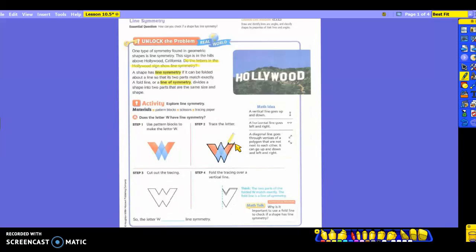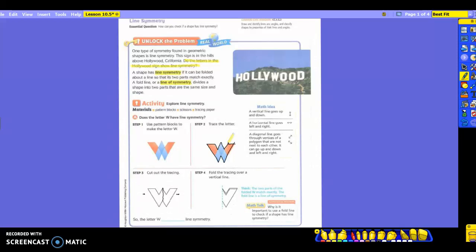Now, the next step says to cut it out. Well, if we cut it out, we're cutting off things on the back, right? So I want you to imagine if you would have cut this out, and you fold it like it says to do with step number 4. It says to fold the tracing over a vertical line. So as you can see, they basically put their fold line right here, and they folded this side from here to here. Does everybody see that? So, as you can see, if you fold the tracing over a vertical line, does it have line symmetry?